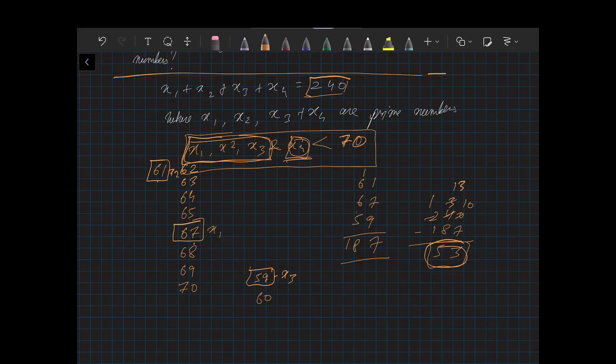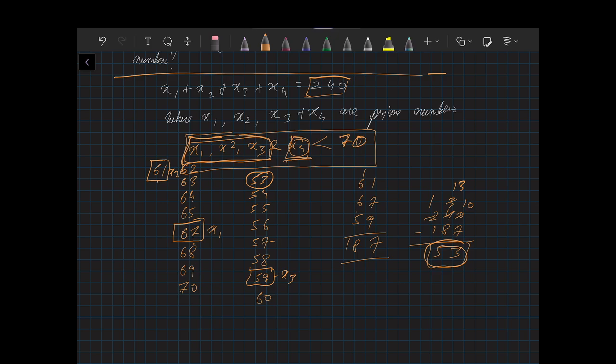But also let me check what are the other primes here. 58 is not a prime. 57, I think, no, 57 is also not a prime. It's divisible by 3. 56 not a prime. 55 not a prime. 54 not a prime. 53 is a prime.